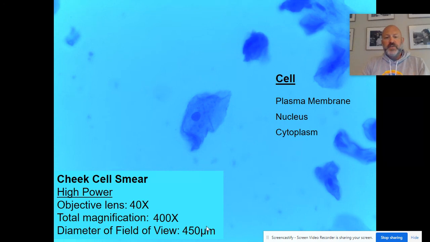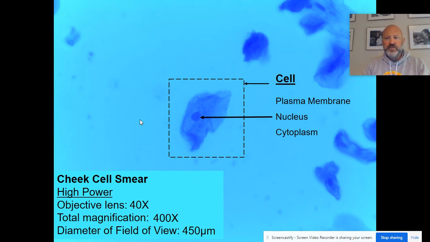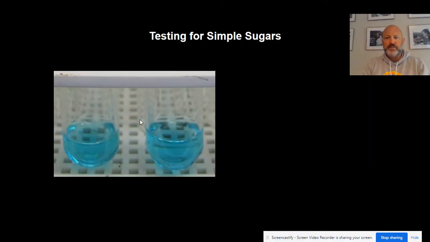But we're not using feet. We're using microscopic units of measurement called micrometers, right? So we know that it's 450 micrometers across. We've established that. That's never going to change when we're on high power. Now we just have to figure out the size of this, knowing the distance across. Here we see the nucleus, the cytoplasm, the cell membrane.